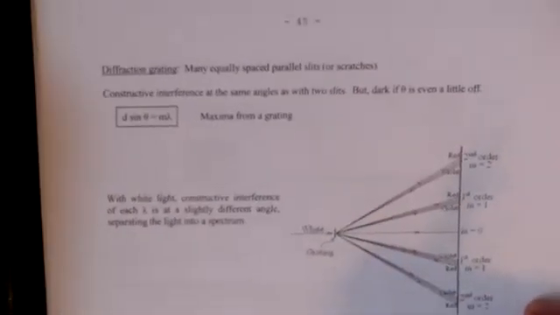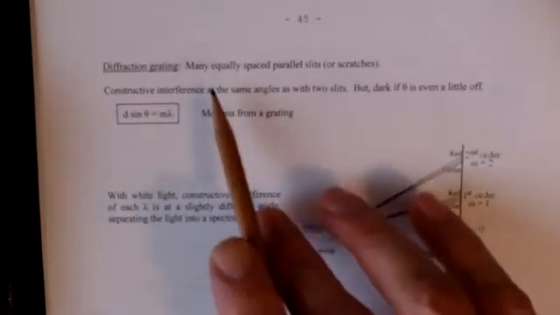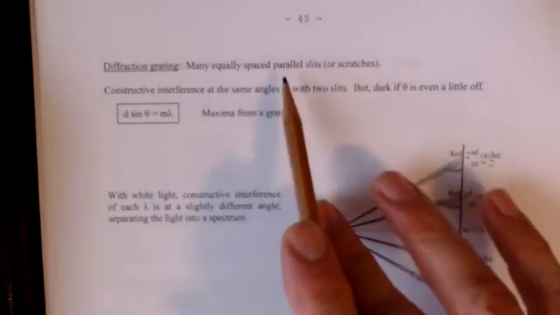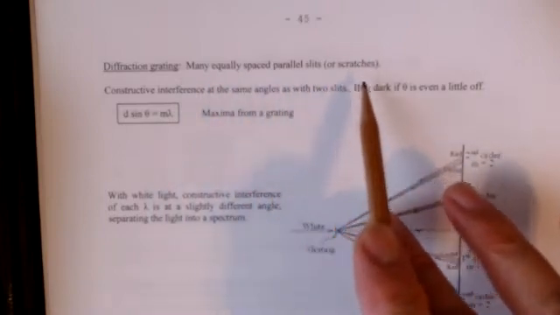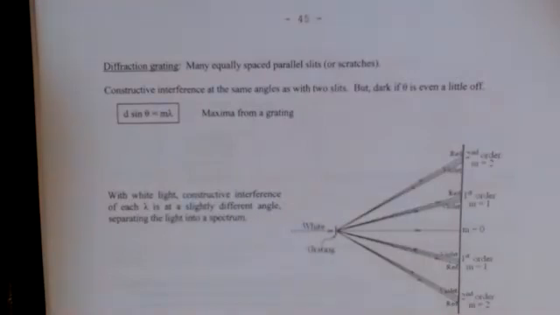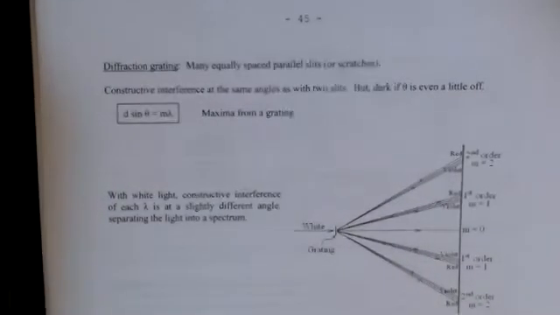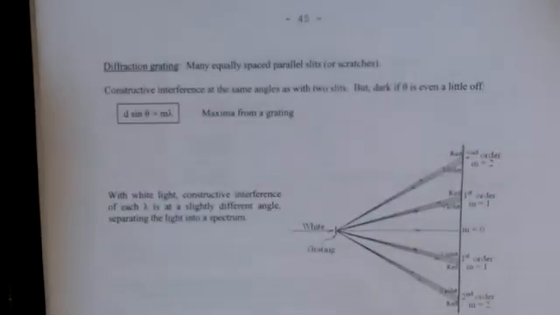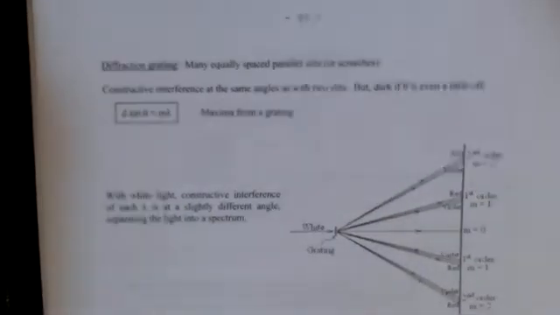And that's what it says at the top of page 45. Many, by many I mean many, equally spaced parallel slits. Actually, the way gratings are usually made is you don't have a hole that goes all the way through a barrier. They get a piece of glass and they put a lot of carefully placed scratches on it. And the way light is scattered by those scratches is equivalent to having them go through openings.